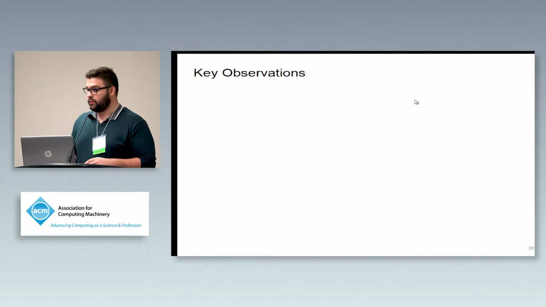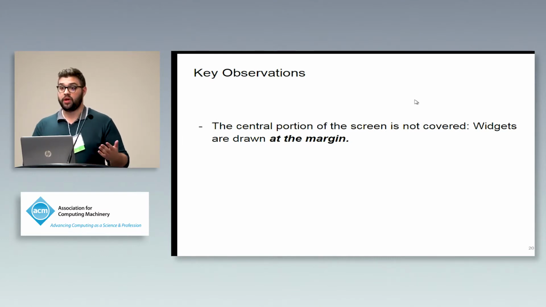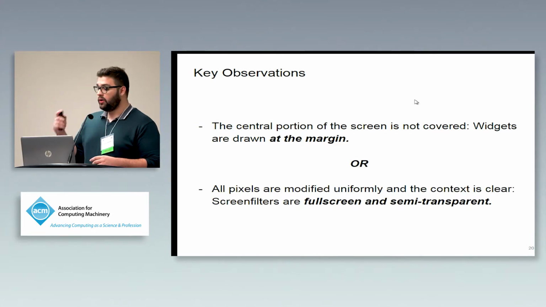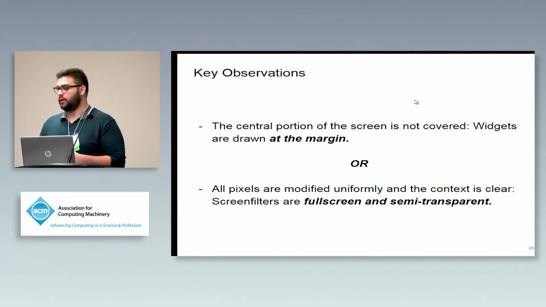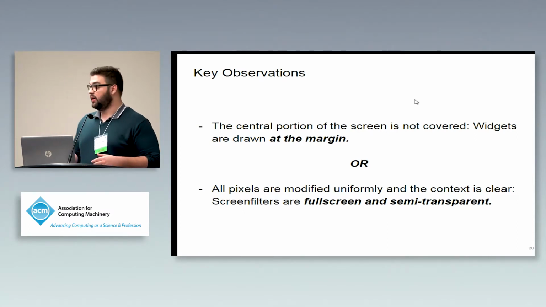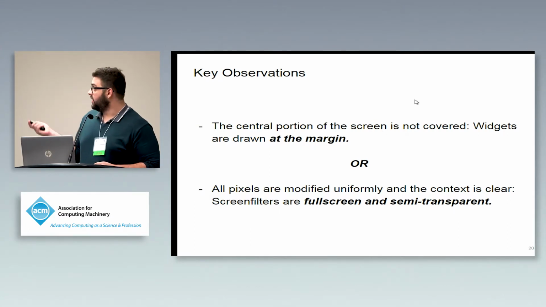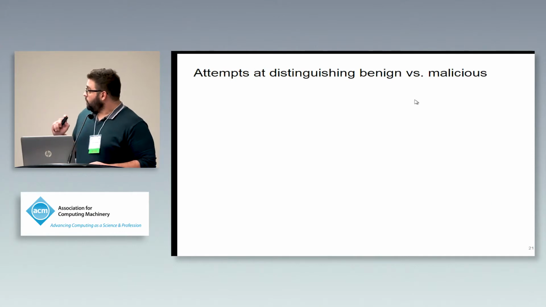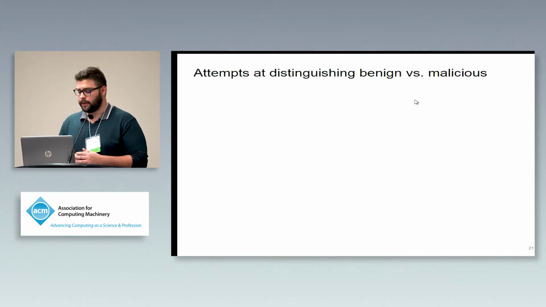So this survey allowed us to draw some key observations. The first one is that the central portion of the screen is not covered when we are using a widget, because we saw that all of them were drawing something at the margin. Or all the pixels are modified in a uniform way, and the context is clear if we are using a screen filter. As we saw, all the screen filters are drawing a full-screen and semi-transparent overlay. This means that if a user is using this kind of screen filter, he can understand what's going on. So clickjacking is not a problem. It's very difficult to understand and distinguish between benign and malicious overlay just by looking at this kind of feature.